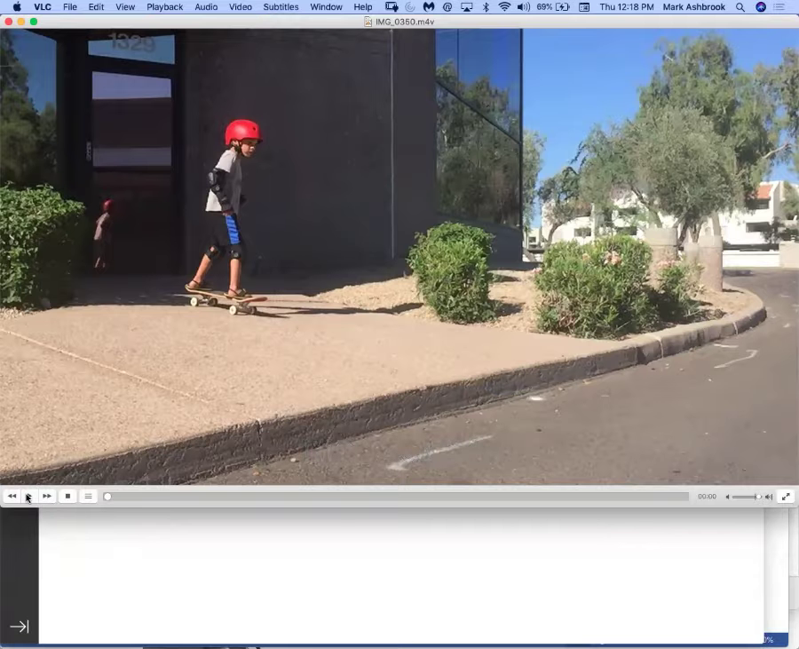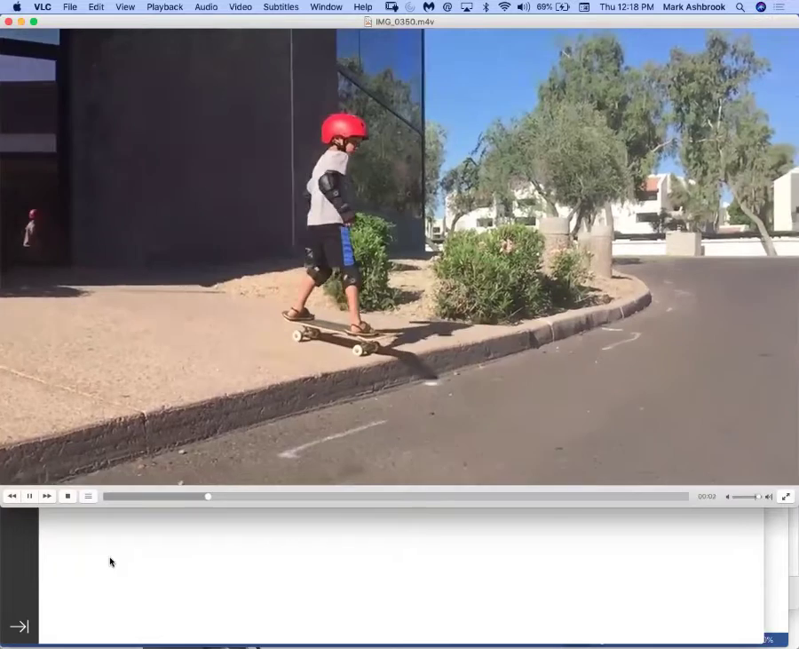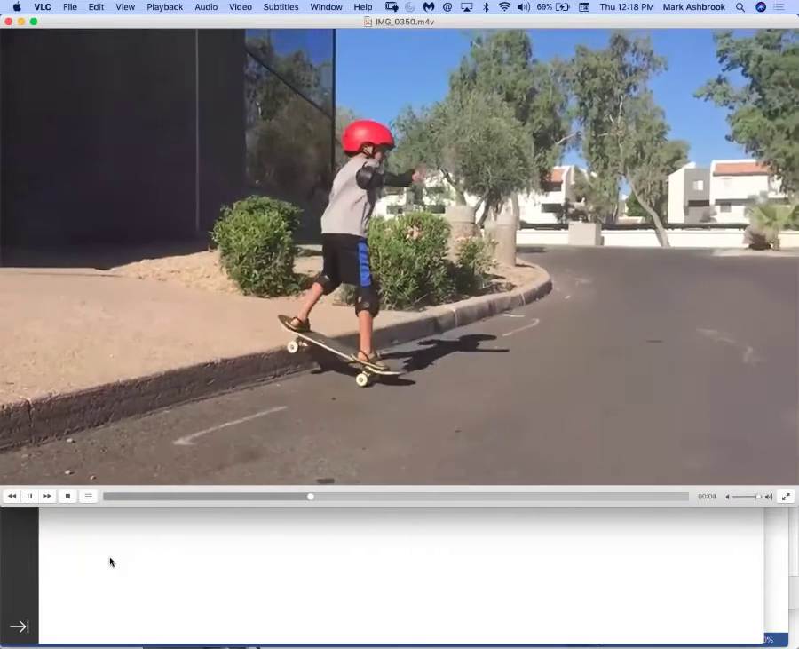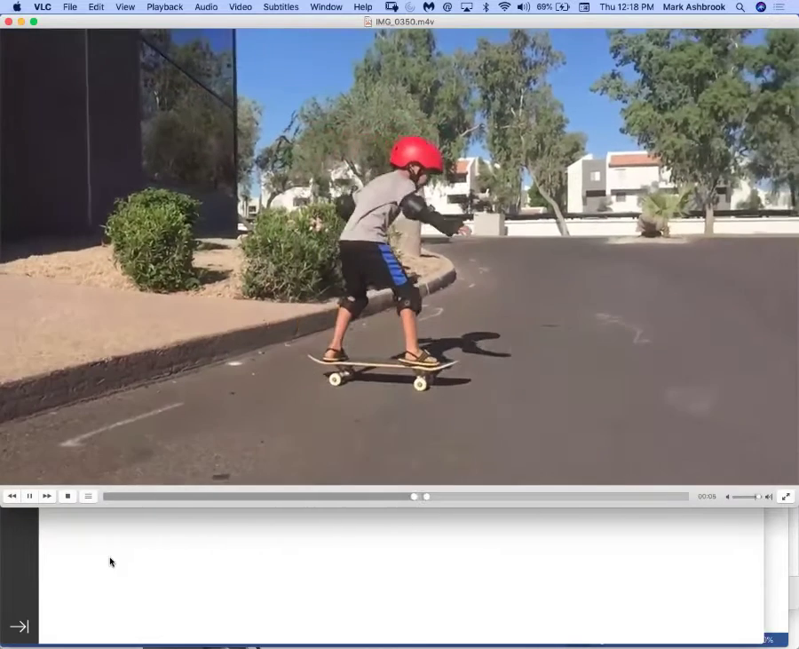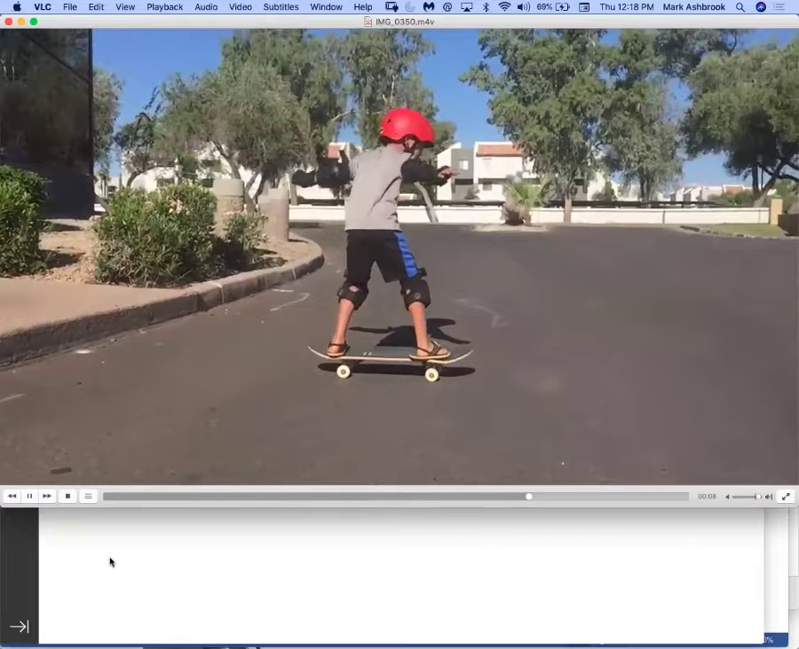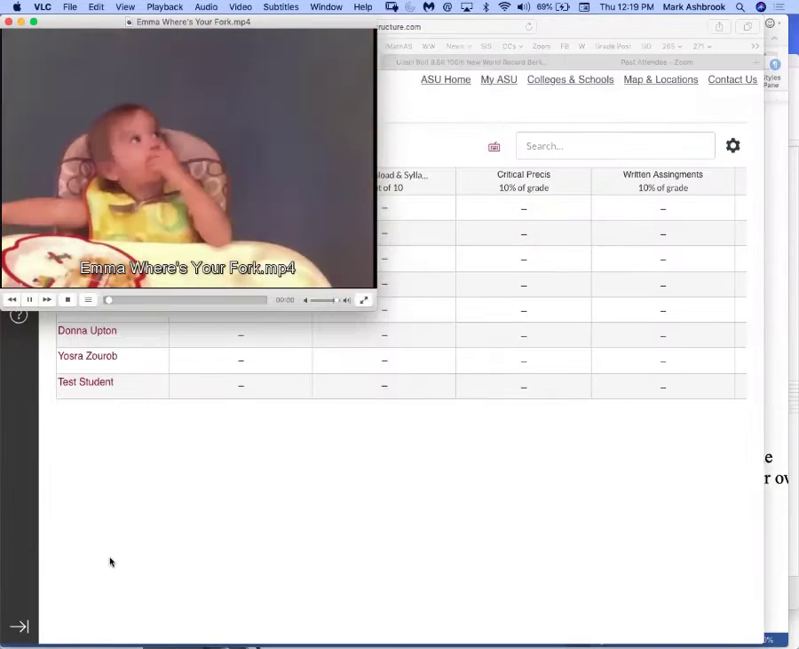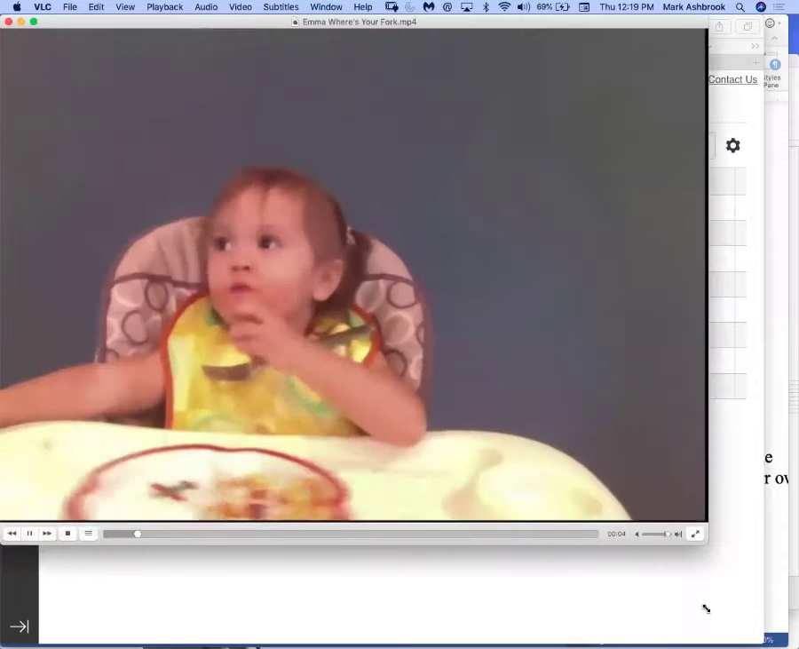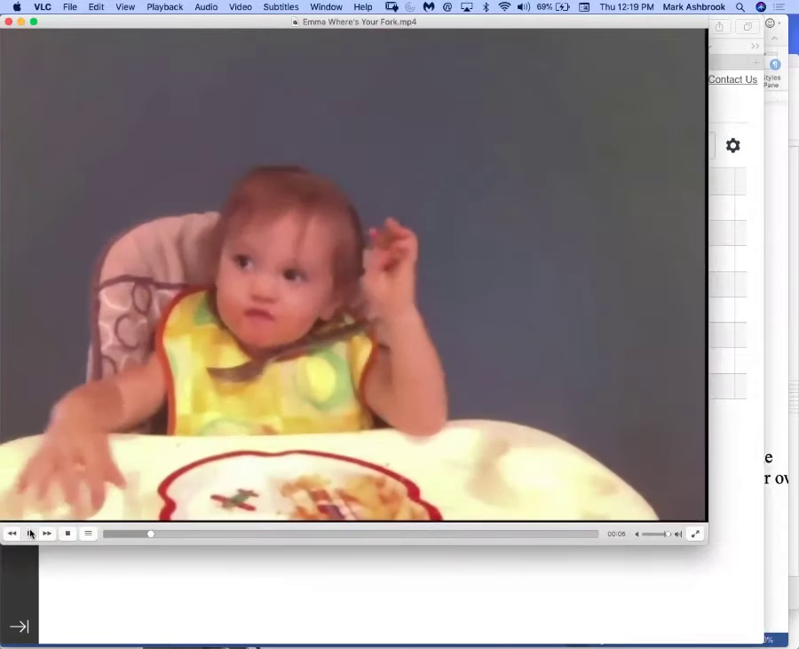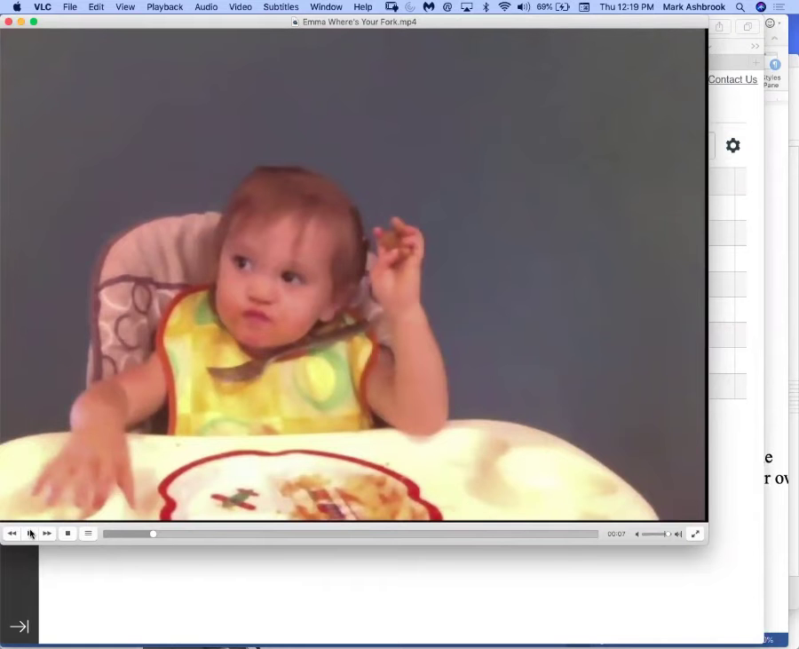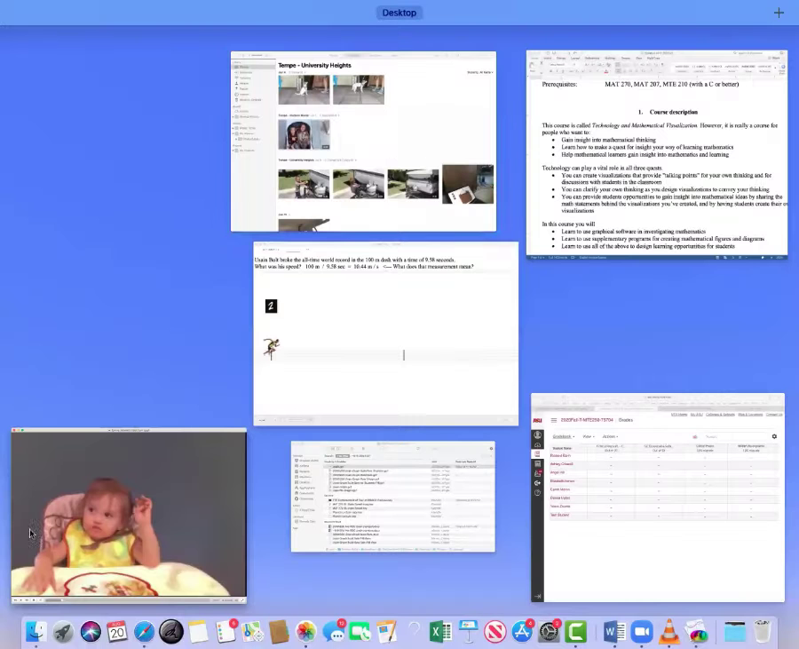All right, and then here's the fun one. This is my son. Emma, where's your fork? Where's your fork? There it is. It's sitting right there. Okay, so they are much older now.